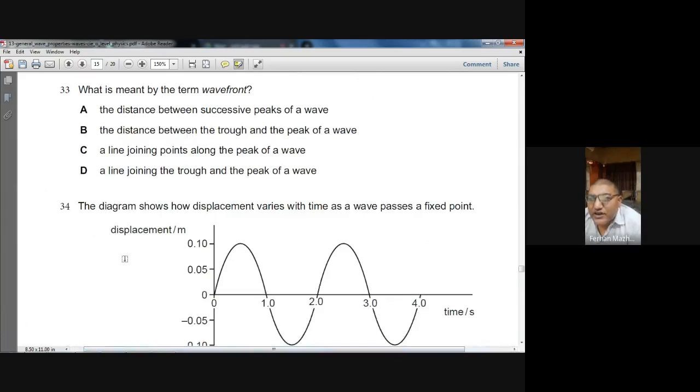What is meant by the term wavefront? Wavefront is an imaginary line joining all the adjacent points in a wave which are in phase. So it's a line joining points along the peak of a wave. That can be true. A line joining the trough and the peak, that can be wrong. So C is the best option. Like all the points on the peak, you can join them with an imaginary line. That will be the wavefront. Question number 33, C is the right option.